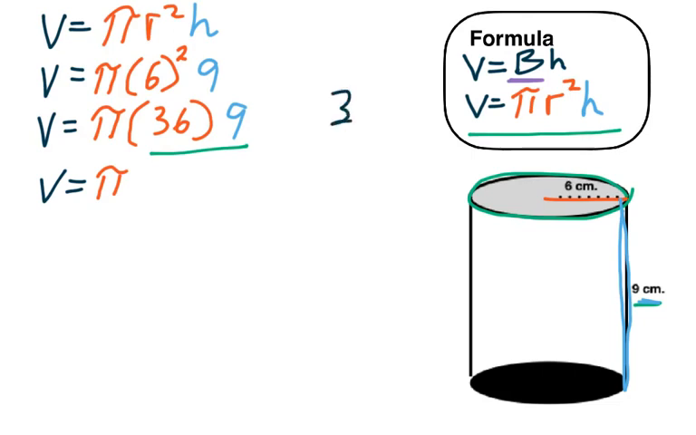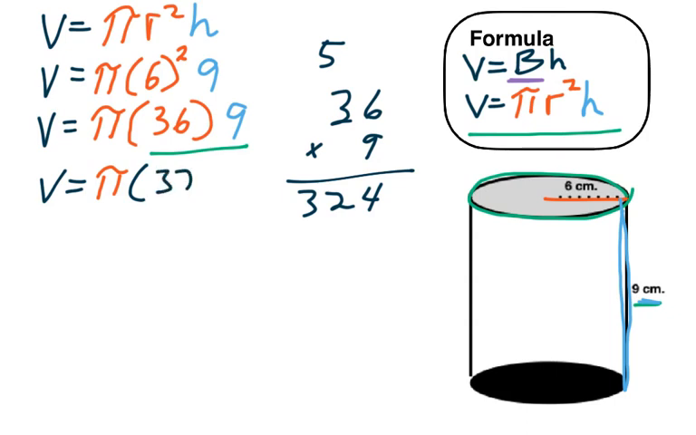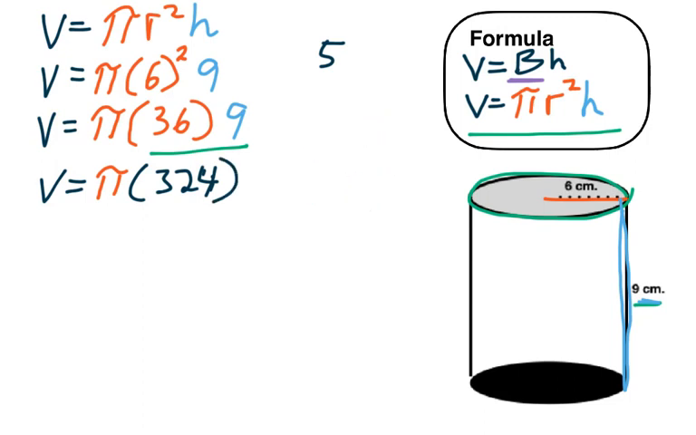So 36 times 9. 9 times 6 is 54. I'll put a 4 and put a 5 carried up. 9 times 3 is 27. Plus 5 is going to be 32. And yeah, that was kind of right about that. So we're going to get 324. All right, sorry, that's a little squiggly there. And I'm going to erase this for some space.